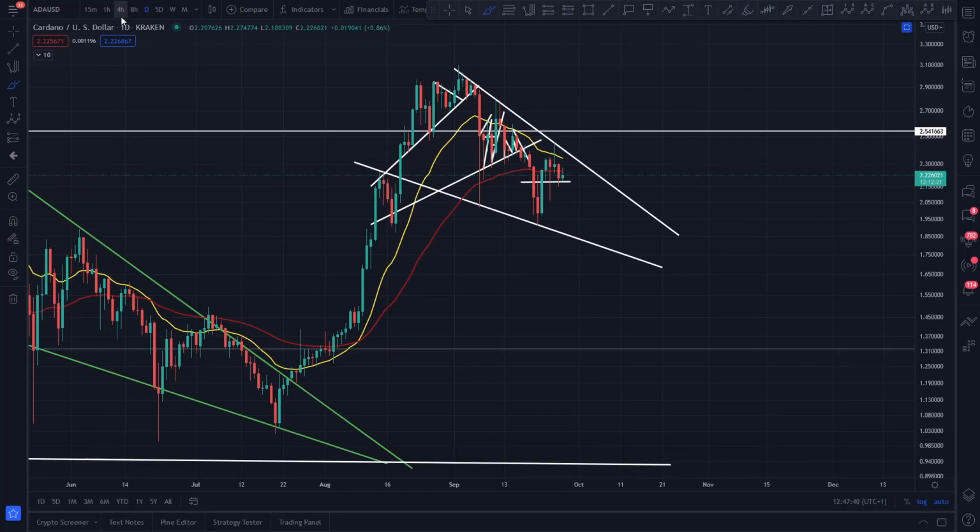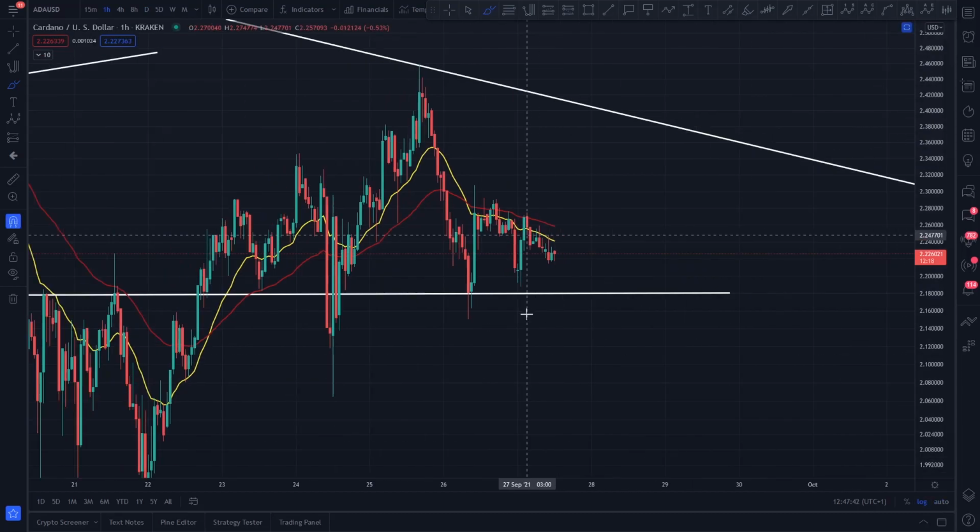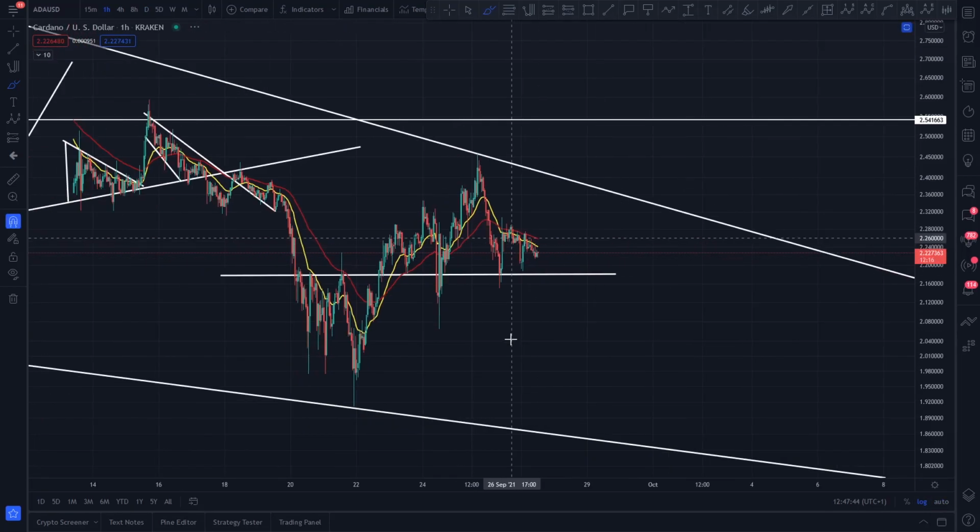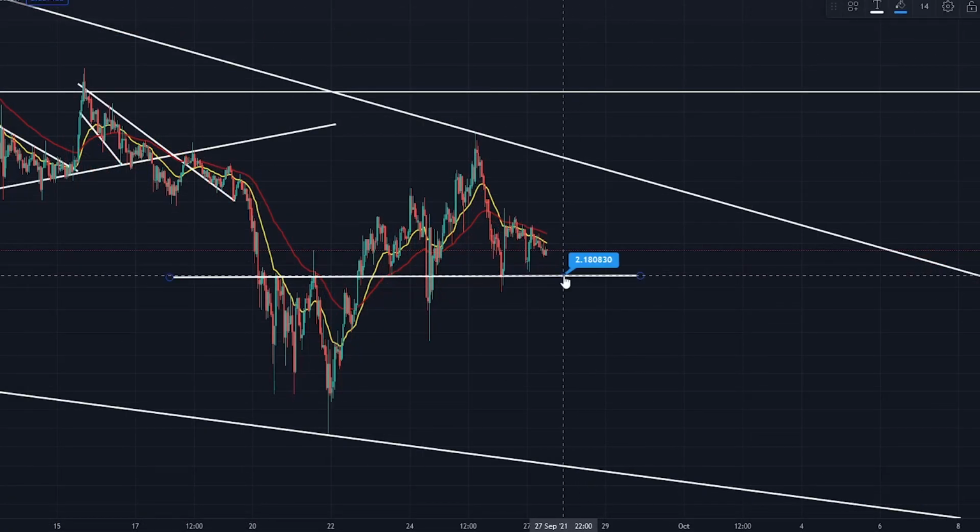This is a key level of support right now that you do need to see Cardano hold, because if it does lose this, I do think you'll potentially put in a lower low here. So this is a really key level of support. Let me show you right now that for Cardano.